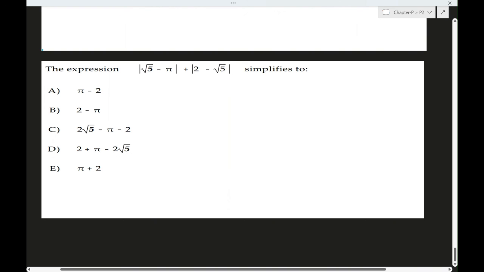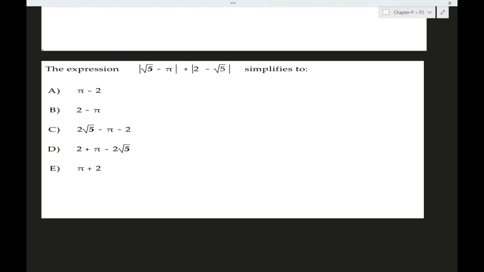Then a similar question here. This expression simplifies to, now same thing. Here this is root 5 and this is pi. We know pi is 3.14 something, right? So pi is greater than root 5. So this is going to be negative. Surely, because we know root 5 is less than 3. Yes. So here, this is 2.